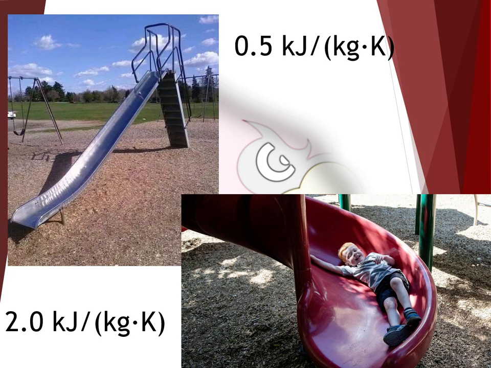If we use an example of playground slides, one can be made from steel and the other from plastic. Steel has a specific heat of about 0.5 kilojoules per kilogram Kelvin, while plastic has a specific heat of about 2.0 kilojoules per kilogram Kelvin. The steel slide's significantly lower specific heat causes it to achieve a higher temperature than does the plastic slide. So a lower or smaller specific heat results in a greater temperature change compared to a substance with a larger specific heat capacity.